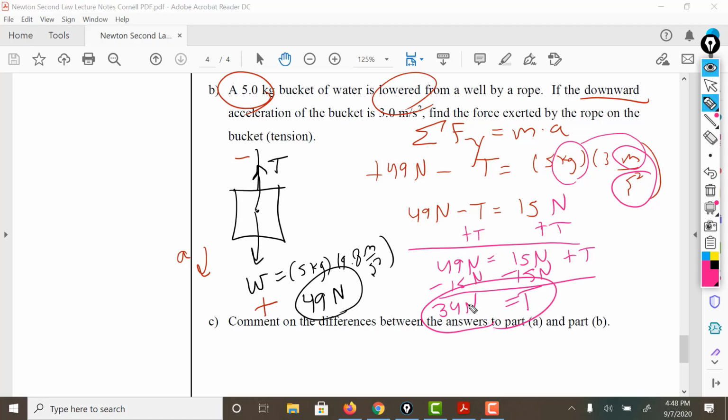Again, let's study this out. This answer makes sense because this is accelerating downward. So that means that the weight, the downward force of 49 newtons, must be greater than the tension. So the 34 we got is less than 49. That answer makes sense for this problem.